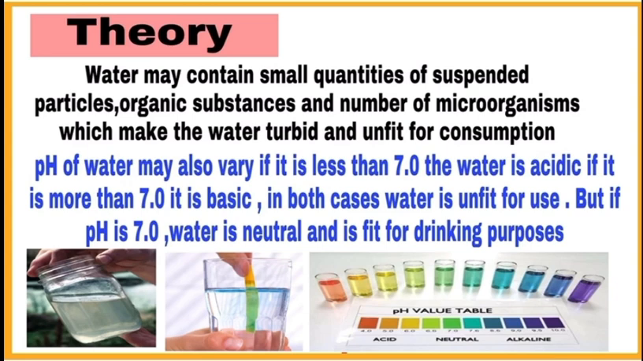If pH is less than 7, then water is acidic. If it is more than 7, then water is basic or alkaline in nature. In both these cases, water is unfit for use. But if pH is 7, then water is neutral and is fit for drinking purposes.